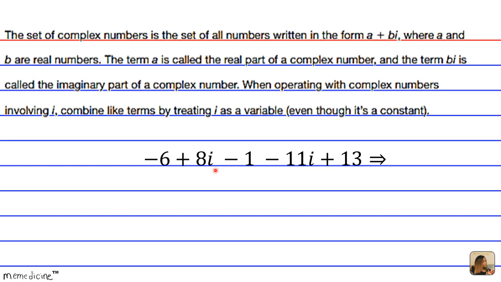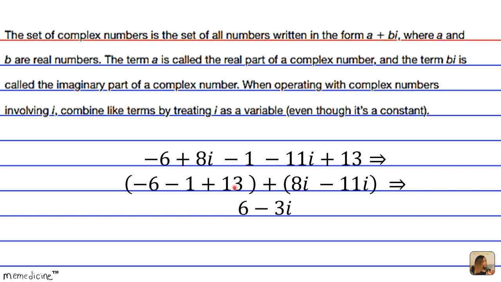So, okay, in order to simplify, we're first going to combine like terms, the real portion written out first, and the imaginary portion of the complex number written second. Okay, now when we simplify further, we get 6 minus 3i. So this is our final answer. This really wasn't so bad. All right? Okay.